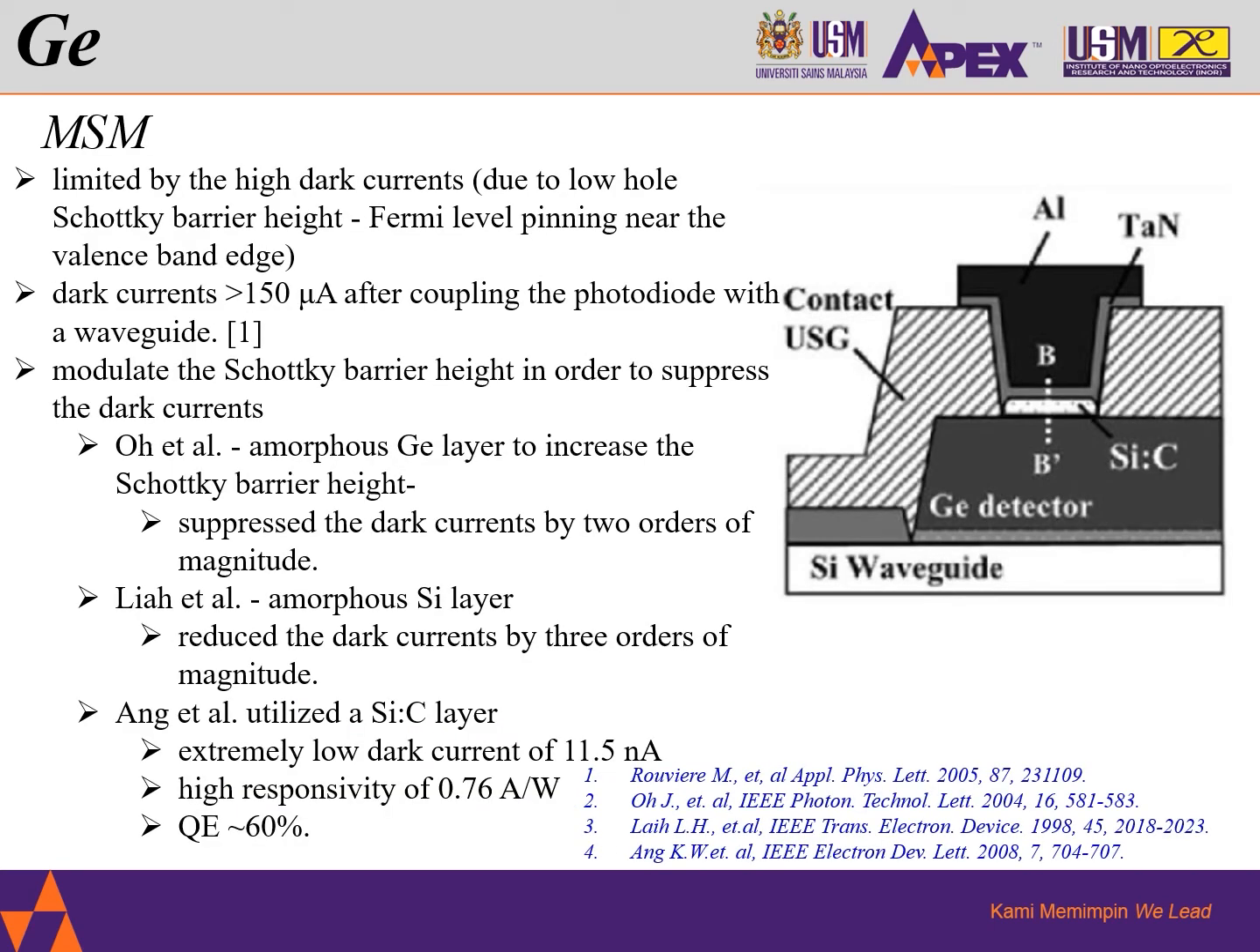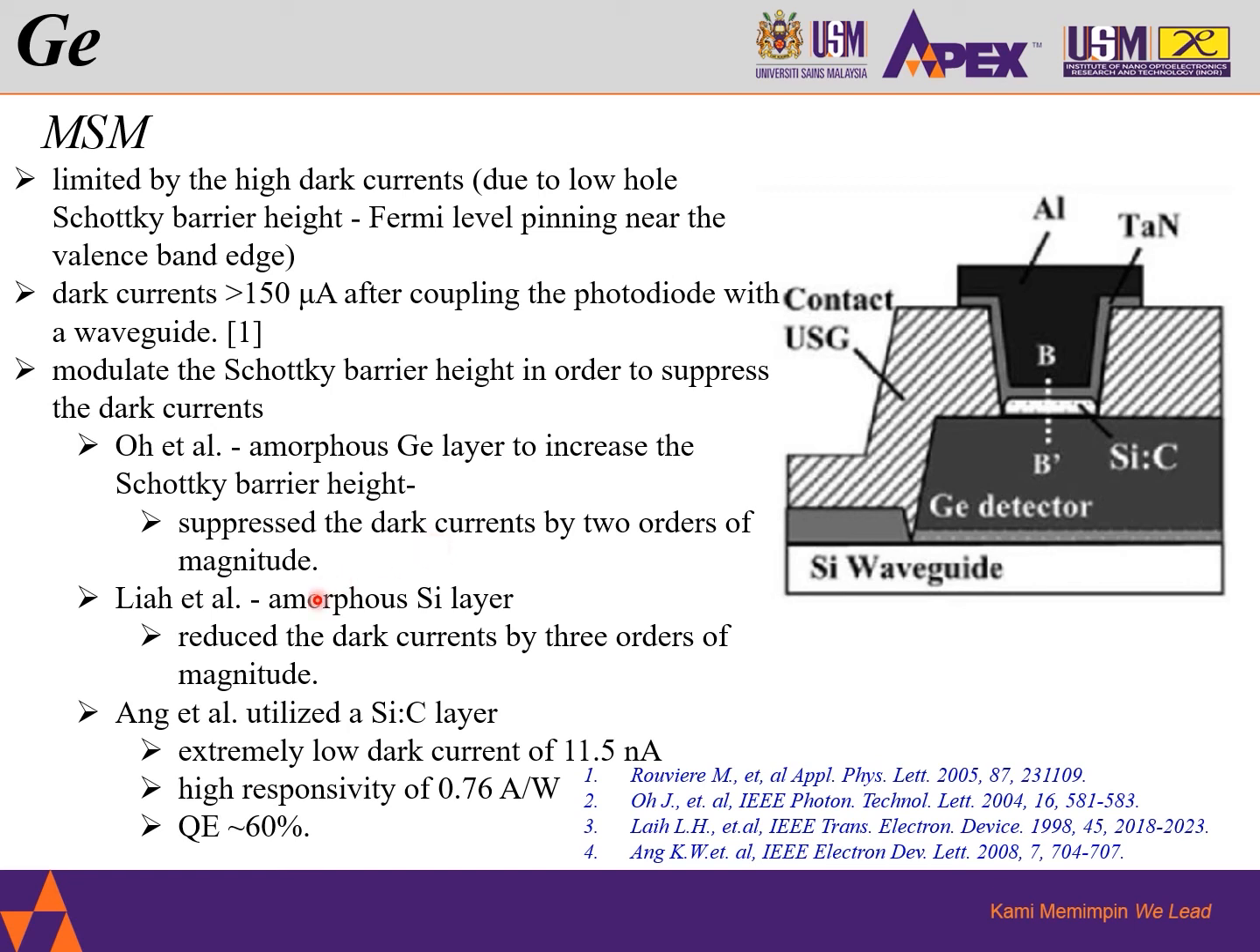The performance of germanium MSM PDs is initially limited by the high dark currents due to the low Schottky barrier height, as a result of Fermi level pinning near the valence band edge. The dark currents can be larger than 150 microampere even after coupling the photodiode with a waveguide. Efforts were made to modulate the Schottky barrier height in order to suppress the dark currents. For example, Oh and his team used an amorphous germanium layer to increase the Schottky barrier height and suppress the dark currents by 2 orders of magnitude.